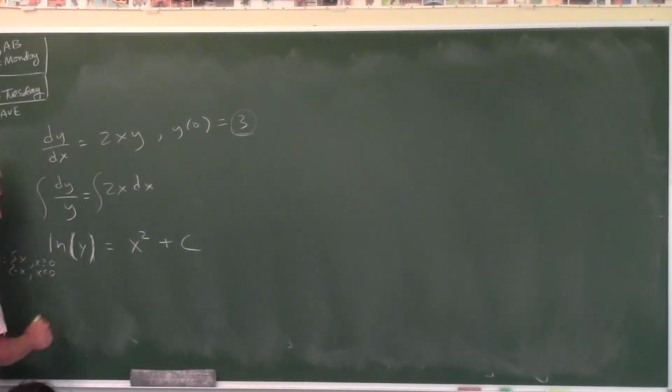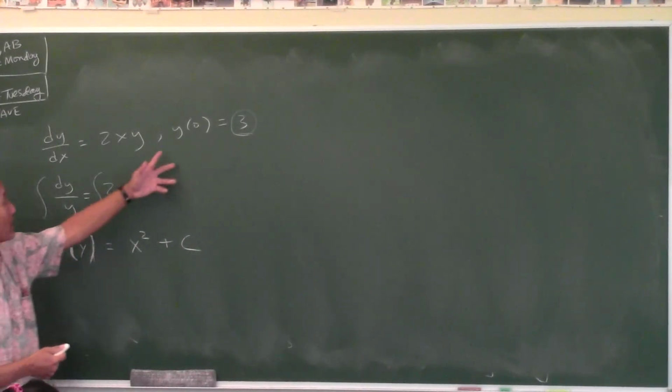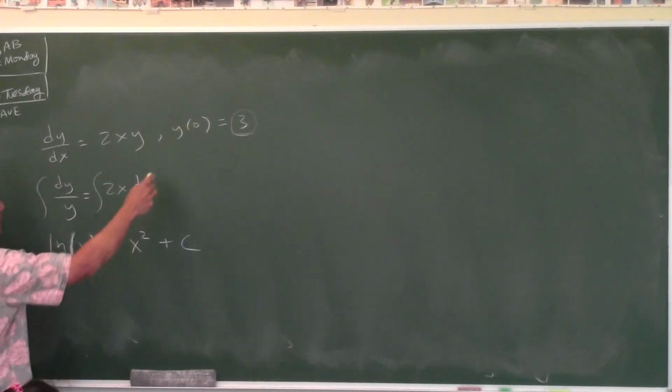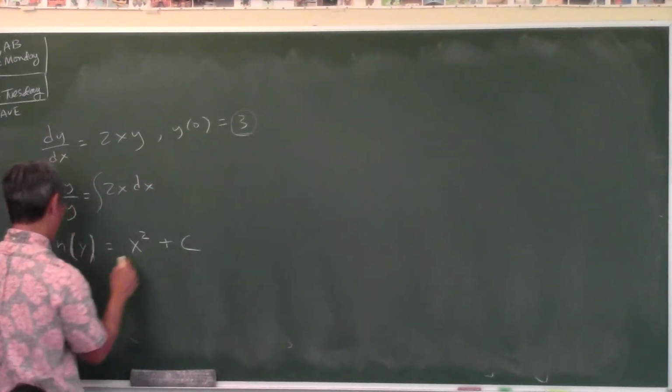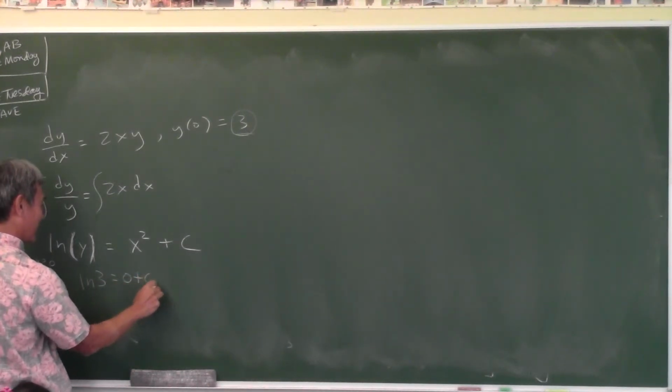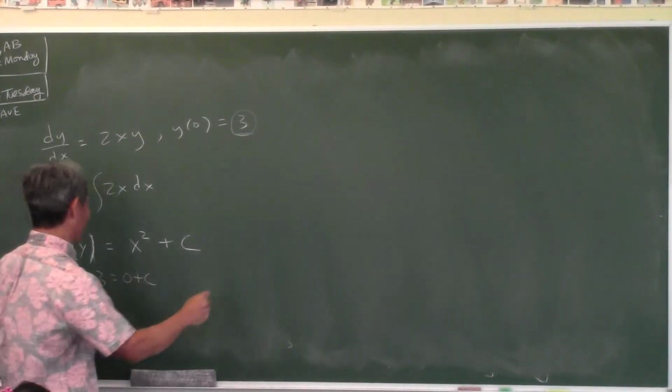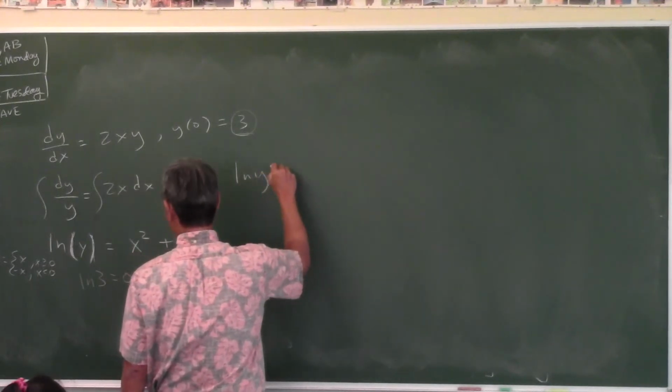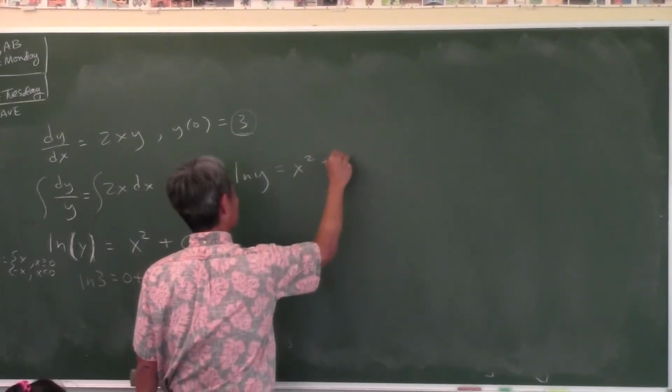So what should I do now? What am I going to do with this plus c? You find what it is by plugging in the initial conditions. So if I plug in 0 for x and 3 for y, what are you going to get? Natural log 3 is equal to 0 plus c. Hey, we just figured out c is natural log 3. Natural log y is equal to x squared plus natural log 3.